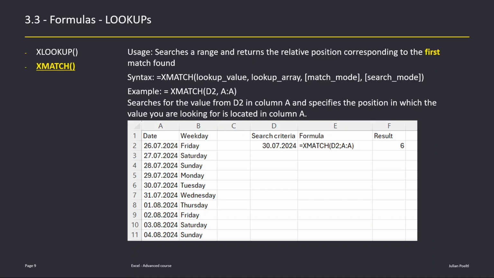The XMATCH function works basically the same. It searches a range and returns the position of this value if it's found, so also the first match. But instead of a value out of a different range, it will hand out the row number or column number where this match is found. So for example, if we want to find this date here in column A, then it will hand out the row number, because we've selected the whole column, and the sixth match is this match we want to find here.